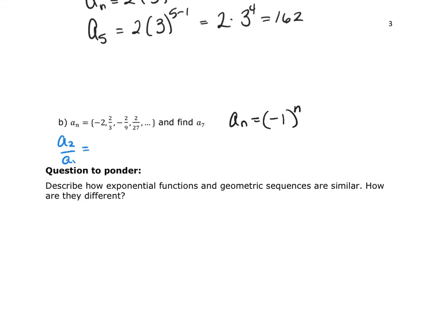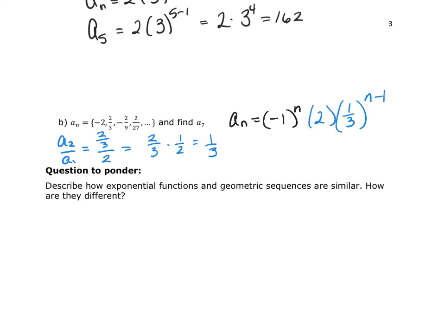And they're telling me this is geometric, so I just need to find one of these ratios. I'm going to ignore the negative. So I'm going to take 2/3 and divide it by 2, which is the same thing as 2/3 divided by 1/2, so that gives me 1/3. That's my r. So my first term is 2, and then I'm going to have my r, which is 1/3 raised to the n minus 1.